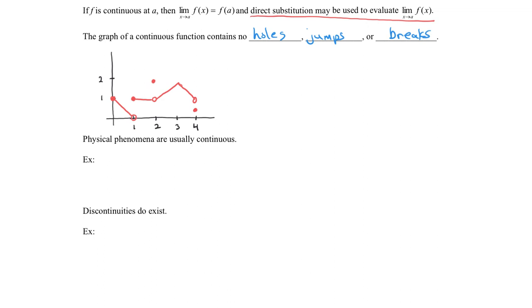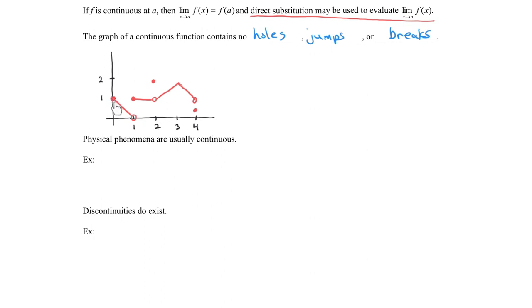So go ahead and sketch this picture a second if you would. It's a graph of a very strange looking function. But I want to talk about this graph. If you look at this graph and think about what we set up here, the graph of a continuous function contains no holes, jumps, or breaks. You can see that there's a lot of problems here.